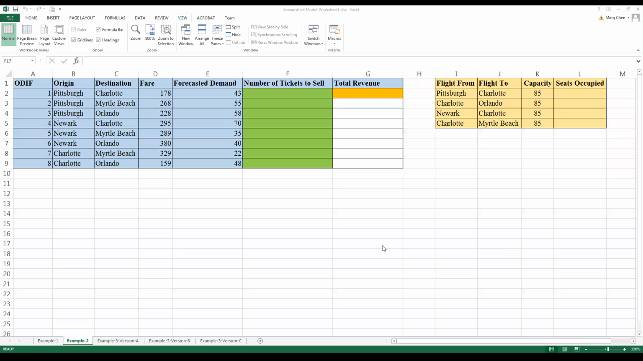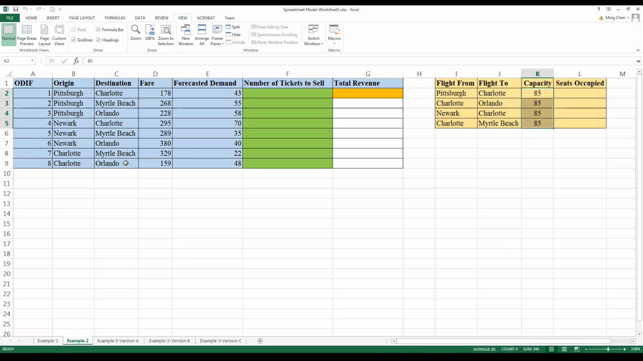So let's look at the Excel file. So this is the Excel file. These are the 4 different flights, and these are the capacities for each flight. All the flights use the same airplane, with 85 seats available on each plane.